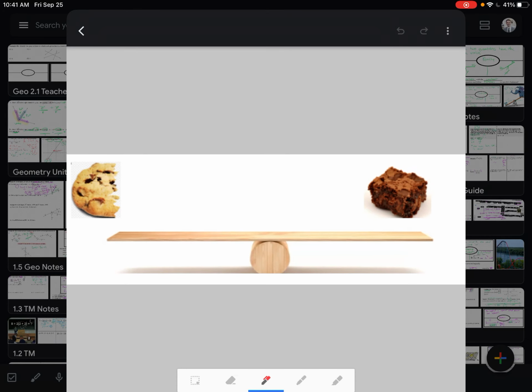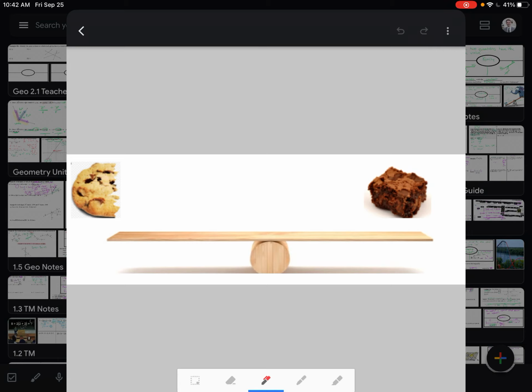Hello everybody and welcome. Today we're going to be talking about reciprocals and the distributive property in the context of solving equations. So your goal after watching this video should be to be able to solve two variable equations and one variable equations using the reciprocal and the distributive property.